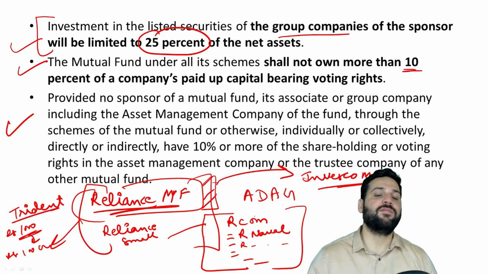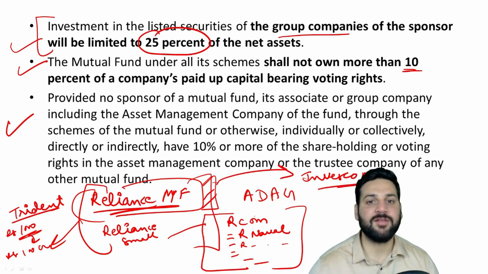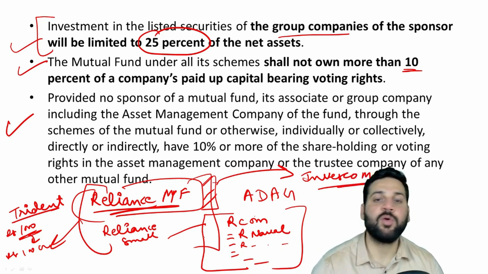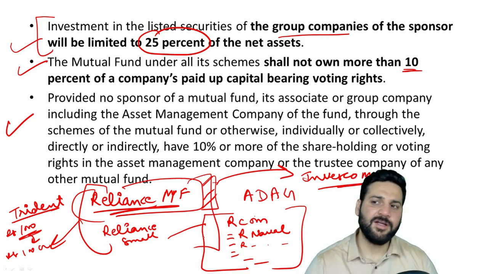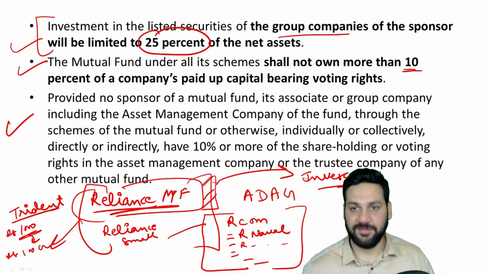It should not happen that if there is a big company, let's say Reliance Jio, comes in the mutual fund industry, and they are buying all the AMCs, so they'll have a monopoly.